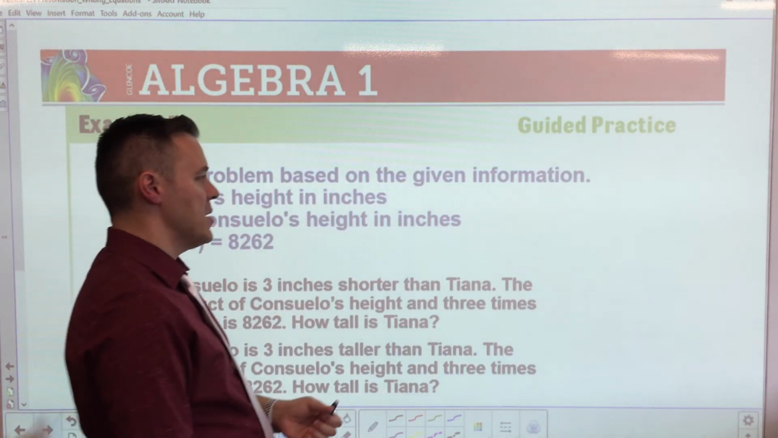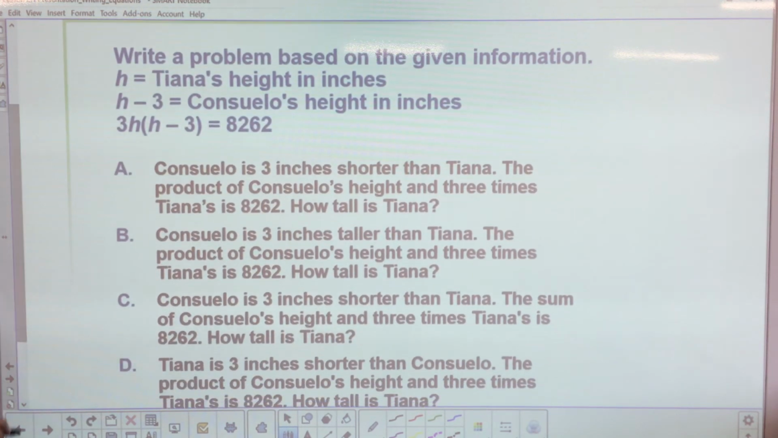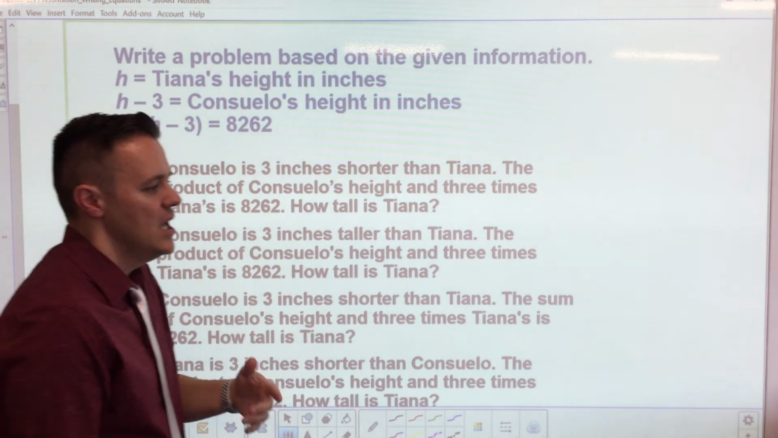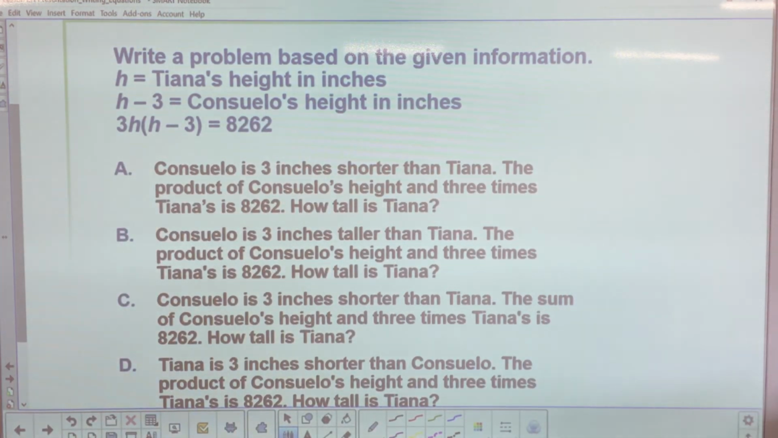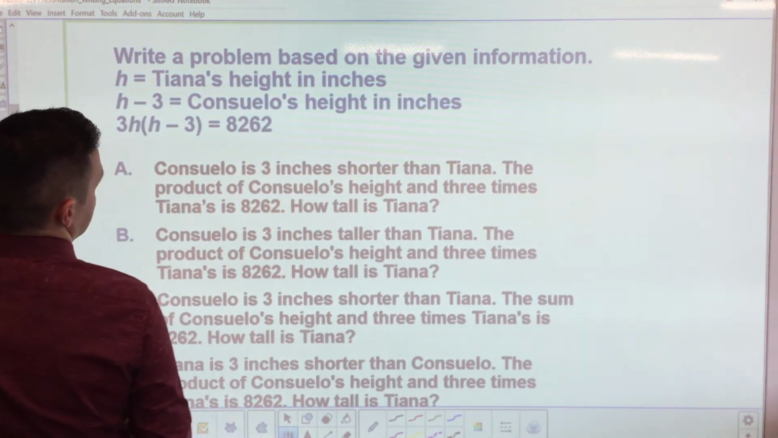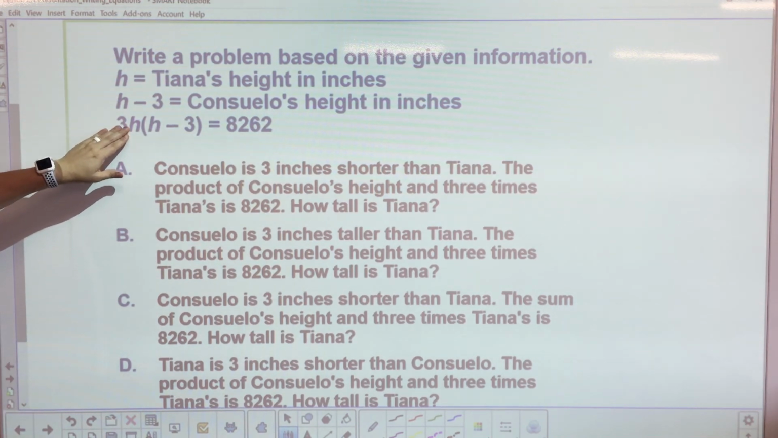Last example, ladies and gentlemen. Write a problem based on the given information. All right, Tiana's height, Consuela's height. Here's the information. Now, I left these up. Sometimes the guided practice comes in a multiple choice, and I wanted to look at it and think to myself, which one of these would it be? Because, ladies and gentlemen, sometimes I know these can get a little complicated, okay? So on this one, Tiana's height is in inches. So, what is it saying?